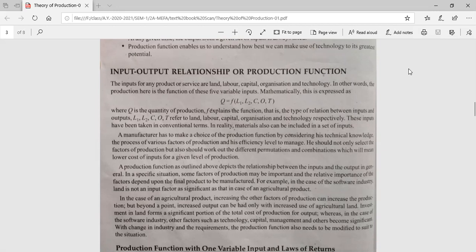As an example, we have seen in the previous class, where land is very important in the case of agriculture, but in the software industry, land doesn't play a very big role in the production function.